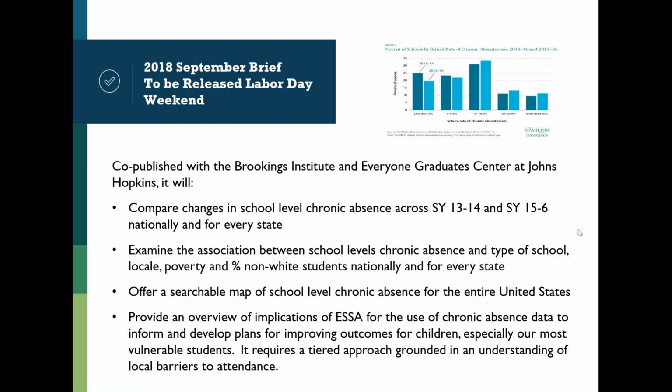I just wanted to give you all a heads up that this fall, we're working with Everyone Graduate Center at Johns Hopkins and the Hamilton Project at the Brookings Institute to actually take the 15-16 data and do a really deep analysis of it. We are going to provide everyone with state-level charts showing what their school-level chronic absence looks like and how that has changed over time. And Hamilton is also creating a searchable map of school-level chronic absence where anyone can look at any given school and see what their levels of chronic absence are for the country.